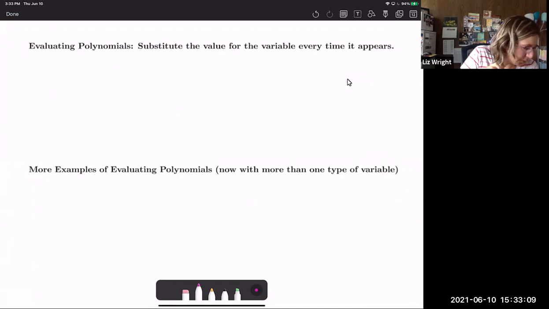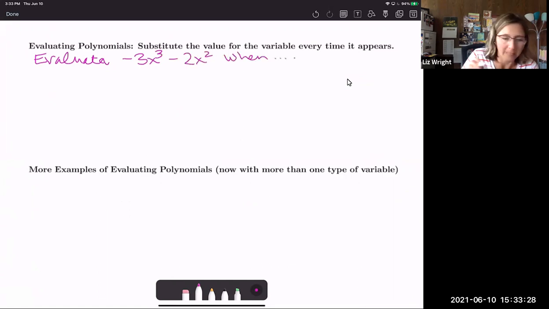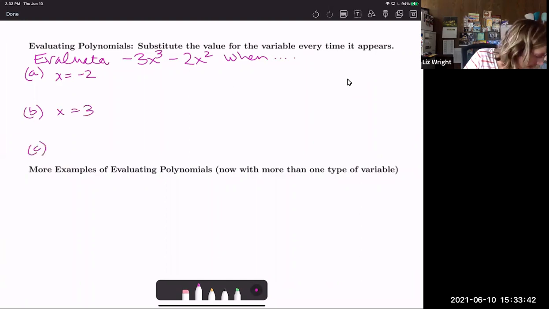So here we are going to evaluate -3x cubed minus 2x squared when, and we've got 3 parts. x equals -2, when x equals 3, and when x equals -1. So let's do that. In EdReady, it gives you like a table for this.